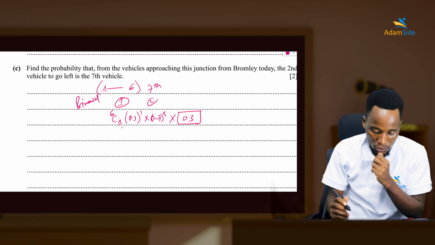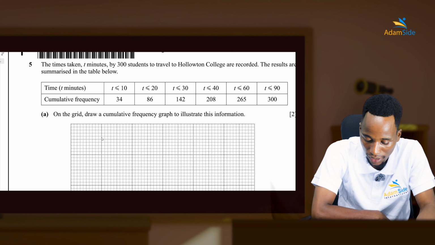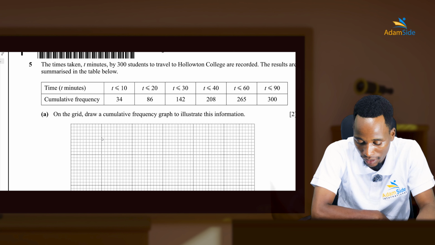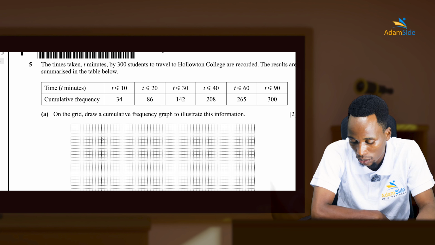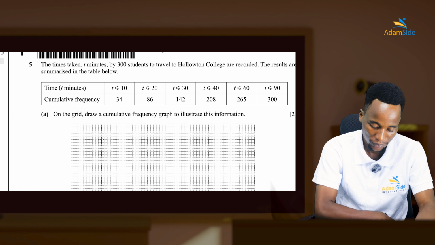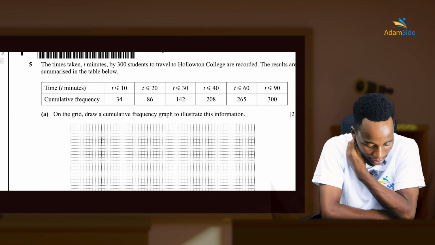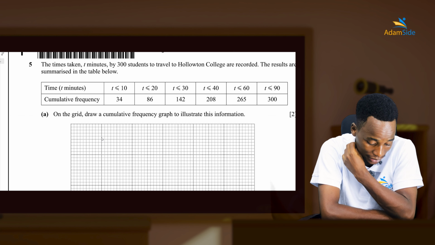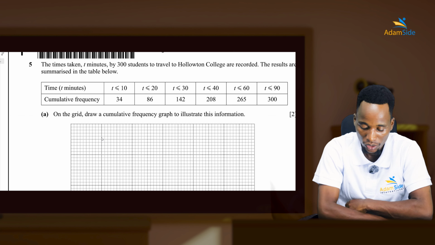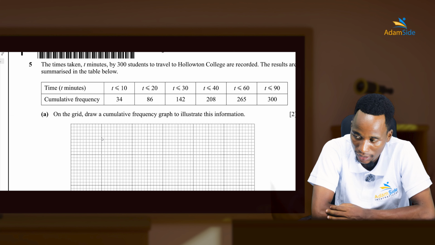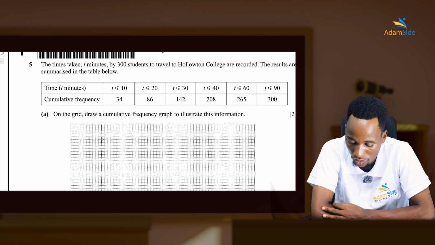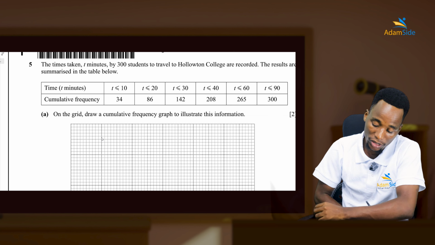So now we'll be moving to the next question. Now we're in question 5. It says the times taken, t minutes, by 300 students to travel to Halltown College are recorded. The results are summarized in the table below. We can see the time in minutes in the first column, and the other is cumulative frequency. So we have t less than 10, t less than 20, t less than or equal to 30, t less than or equal to 40, t less than or equal to 60, and t less than or equal to 90.